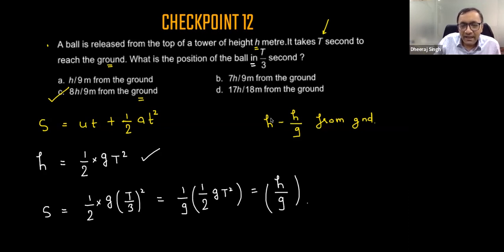Just a question: could you explain the last step again? See, instead of t, we are substituting t by 3. All right. So s becomes half of g into t by 3 square. So 1/9 of half g t square. So that is h by 9. All right. Okay.